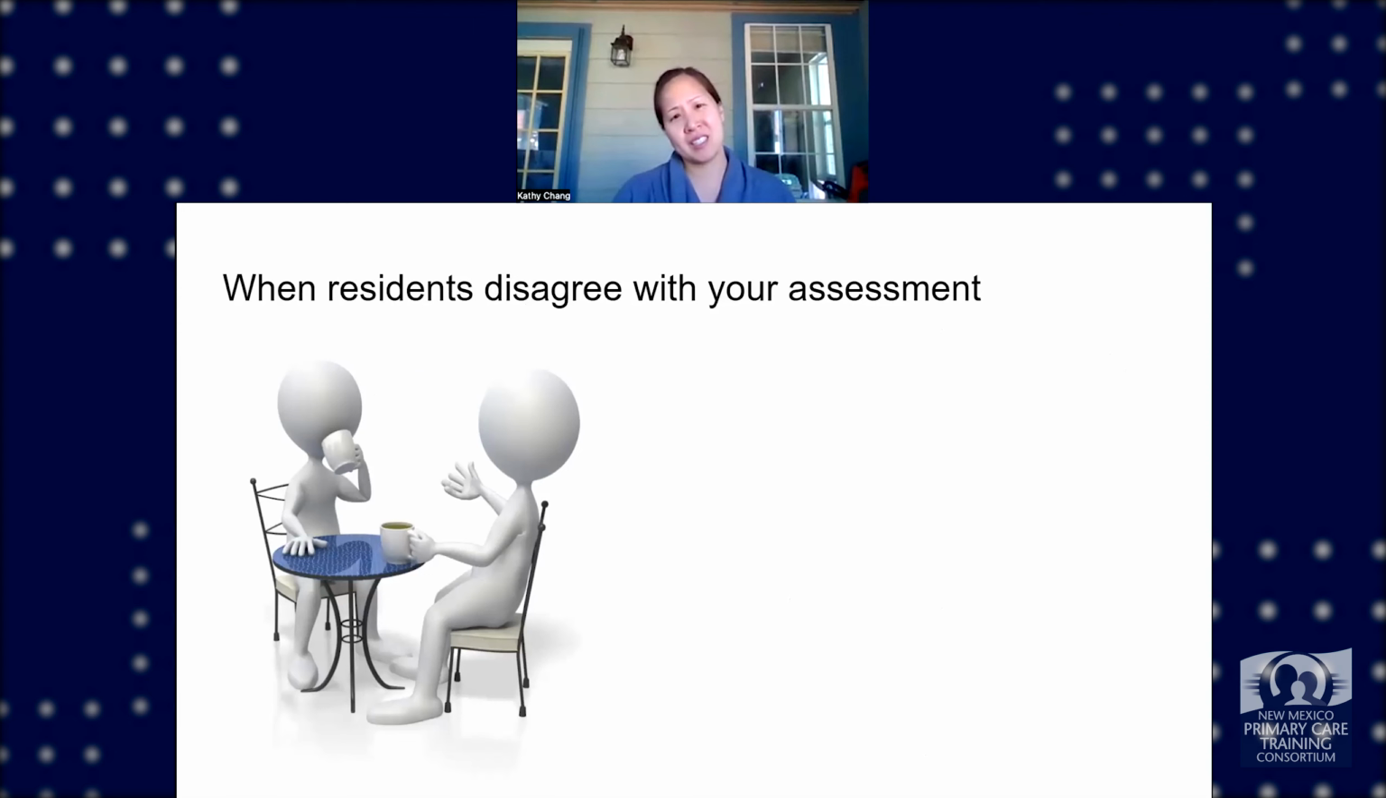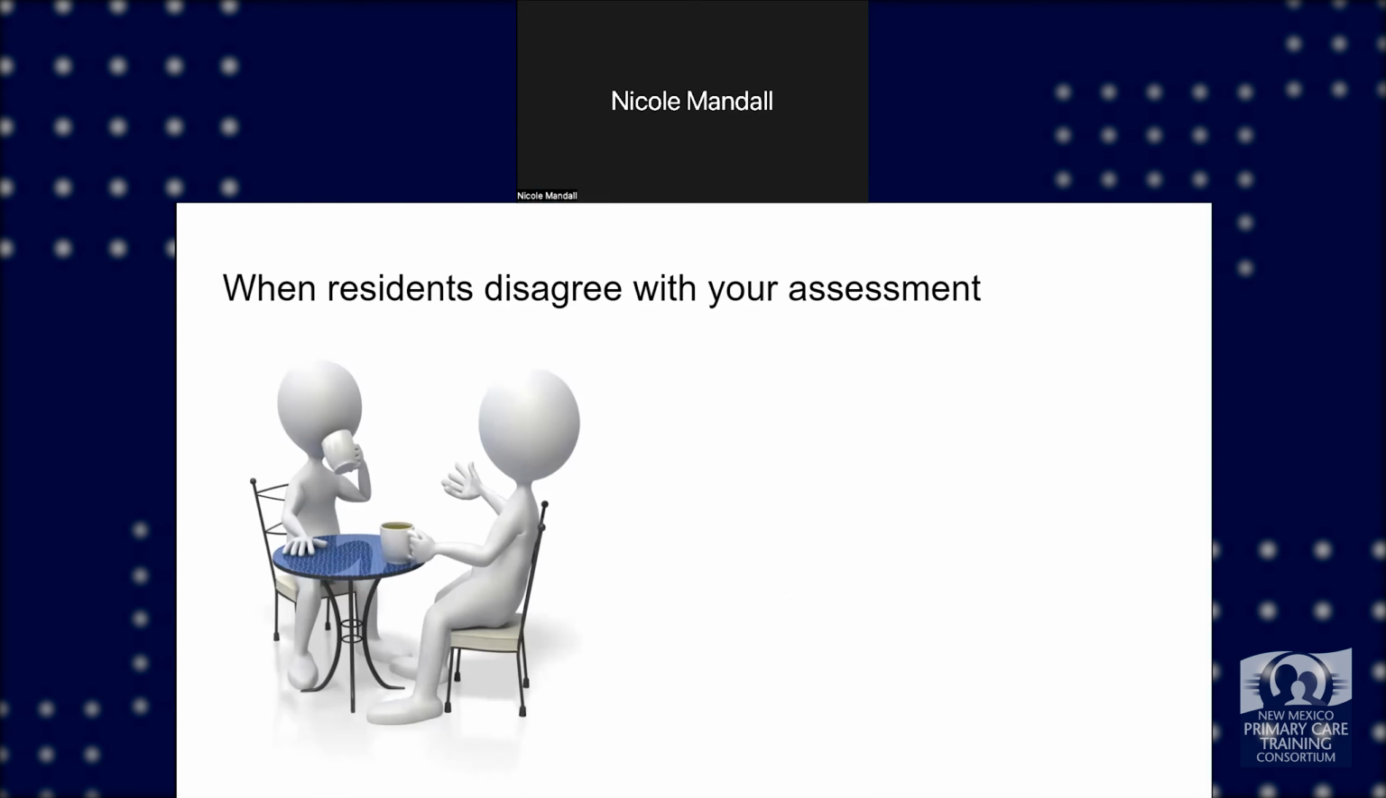And then what about when residents disagree with your assessment? Maybe just have a conversation with them, asking why they disagree, talking about what the faculty see, their point of view, that kind of thing.